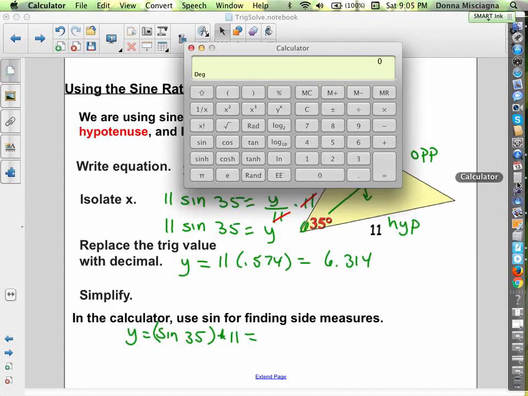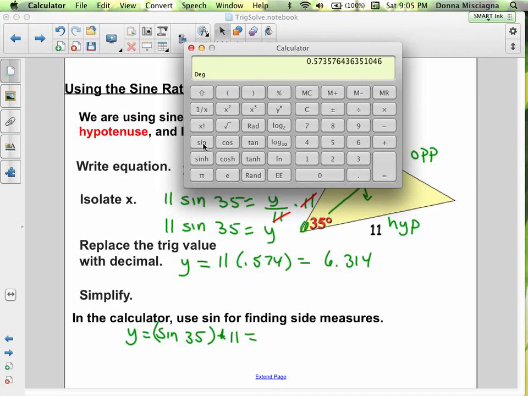There we go. So we have 35 sine. Notice 0.5735, that would round up to 0.574, and then times 11. Right, so that ratio of the sides never changes. It's just that we're going to be multiplying by different things based on what the actual side measures are. The ratio won't change because every right triangle that has a 35-degree angle is similar using angle-angle triangle similarity. That's why the ratio is always the same. What's changing is the size of the triangle. When the hypotenuse changes, then the length of the opposite side is also going to change.